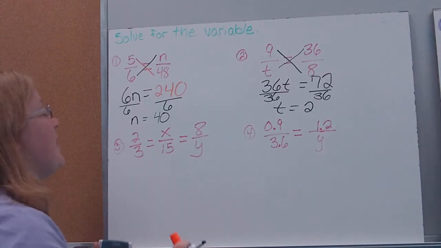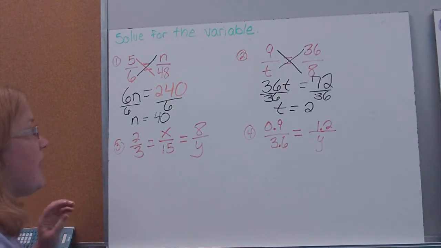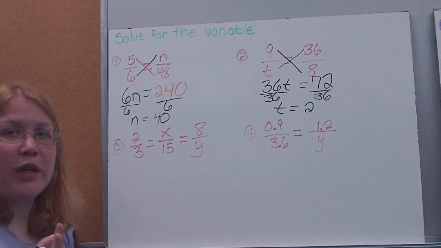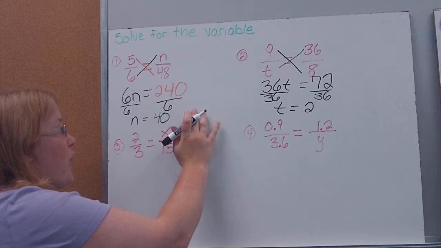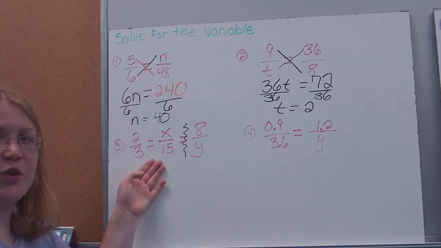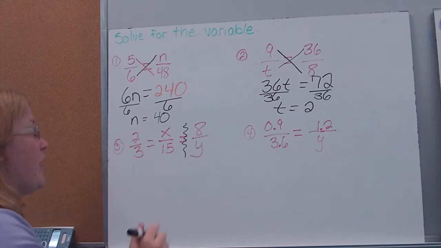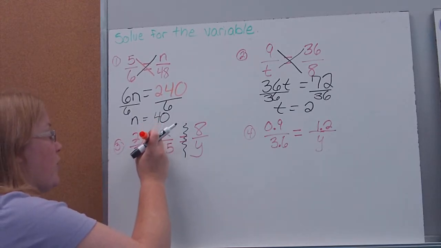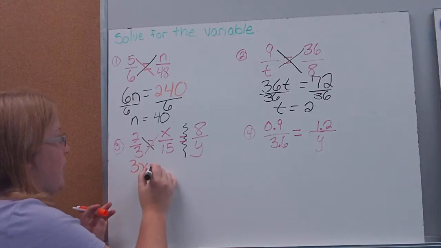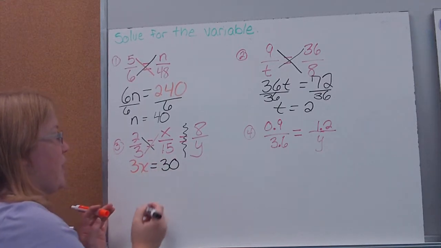Over here, you'll notice this is a little more complex. Over here, I've given you 2 different variables that we're solving for. So what we're going to do is right now, we're just going to ignore this one. Don't even look over here right now. Just look at my first 2 numbers. We're going to solve for our unknown here. So I'm going to use my cross products rule to solve for my unknown. I get 3 times x. 2 times 15 is 30.